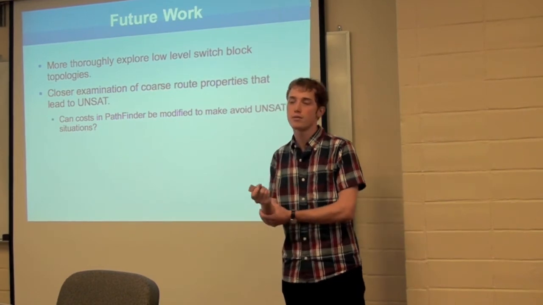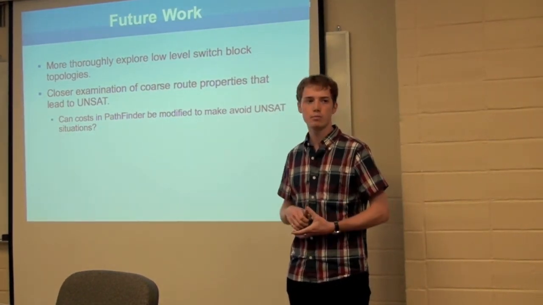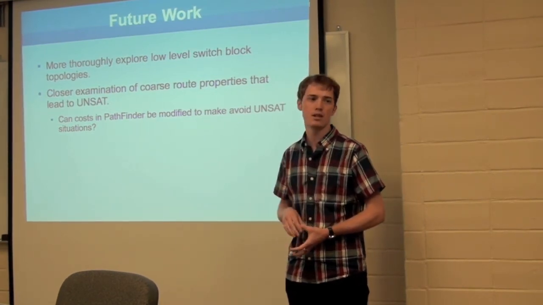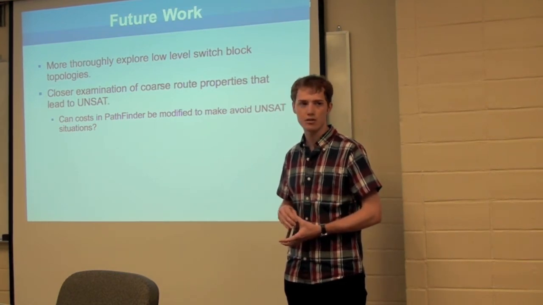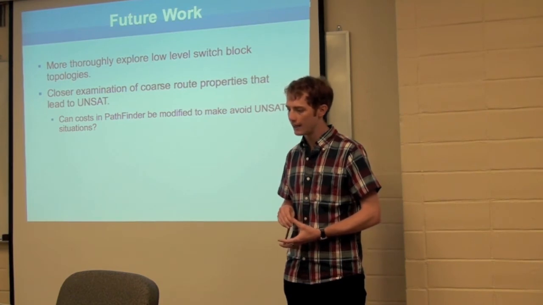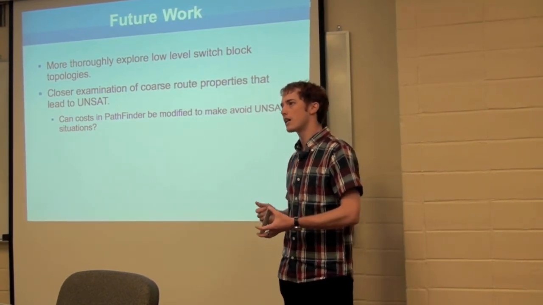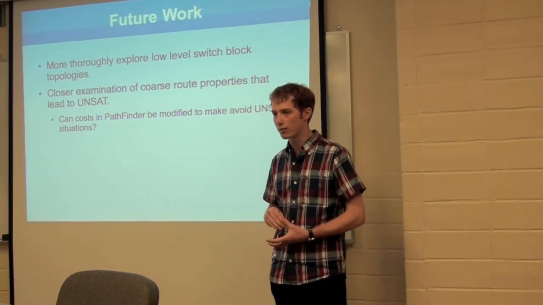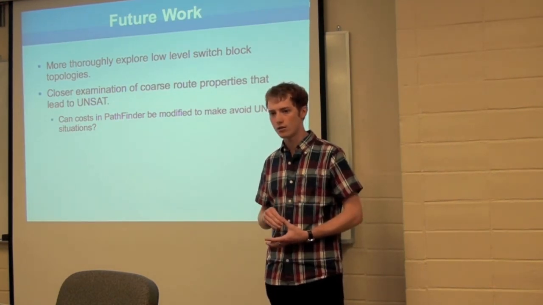Something we're currently working on is exploring more low-level switch block architectures. 2,000 switch blocks is a very, very small subset of the overall solution space, so we're looking at hundreds of thousands to see if we can get some idea of what makes a really good low-level switch block. We're also looking at whether we can make changes in the VPR PathFinder algorithm to preemptively avoid unsat solutions.